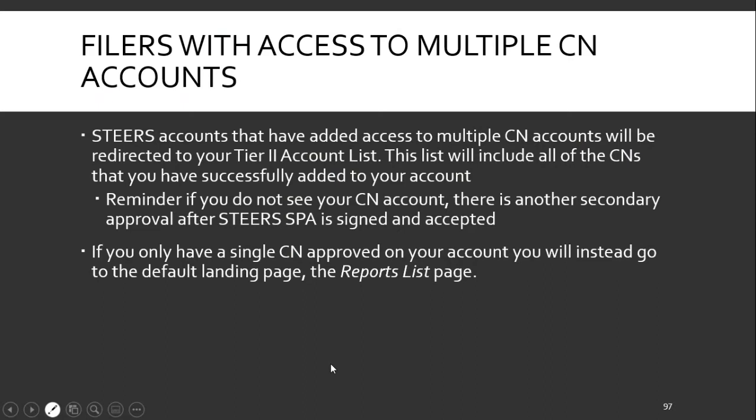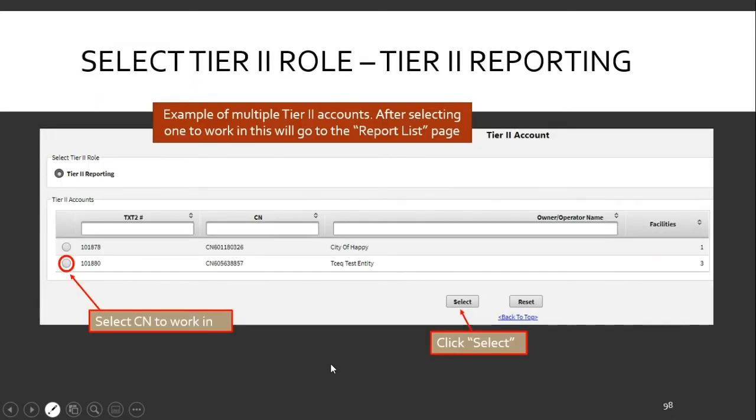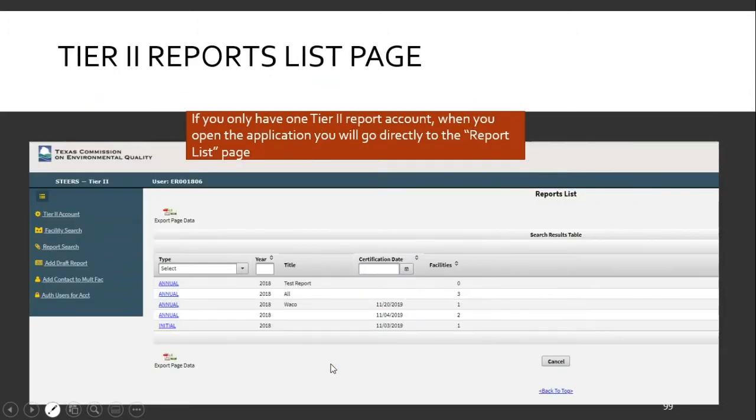So once you've selected Tier 2 reporting application, there are two potential landing pages. First, if you have access to multiple CNs, it will take you to a list of IDs that you have access to. Alternatively, if you only have access to a single CN, it will take you straight to the reports list page. So again, if you have access to multiple CNs, it will take you to your Tier 2 accounts page, and you'll need to select which CN you'll be operating in at that time. Alternatively, again, if you have just the one CN, it will take you straight to the reports list page.